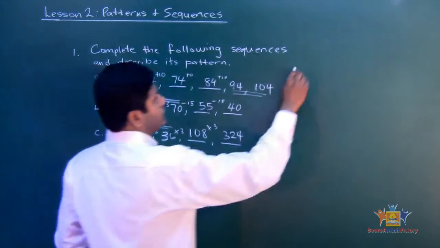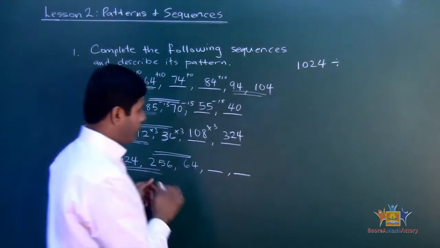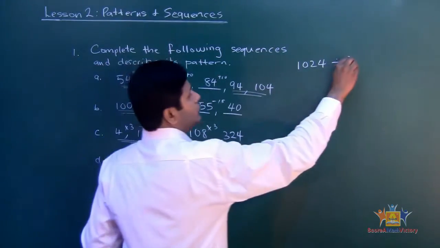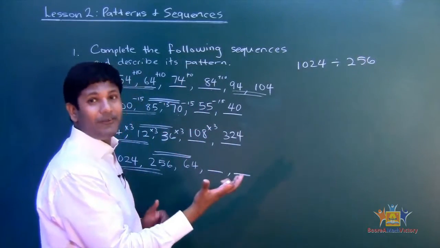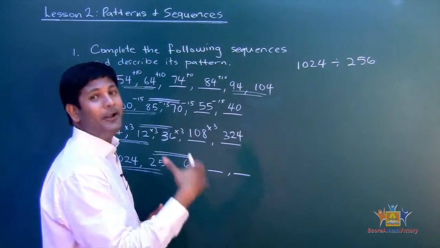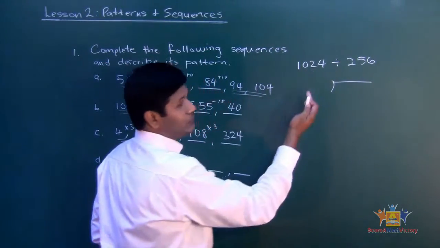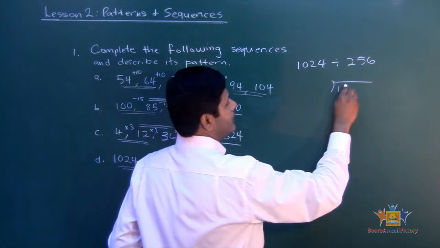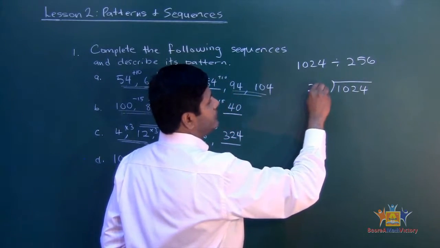So let's take that 1024. We're going to divide that with 256. Okay, 256. So it's outside our range. Okay, so we're going to use what method? Long division method, which is the cage approach. So the 1024 I'll put inside the cage, and 256 I'll put outside the cage.